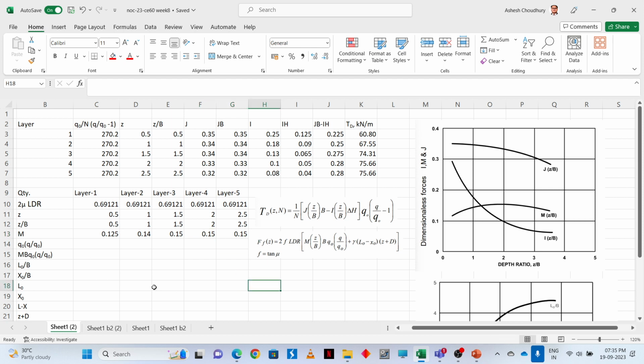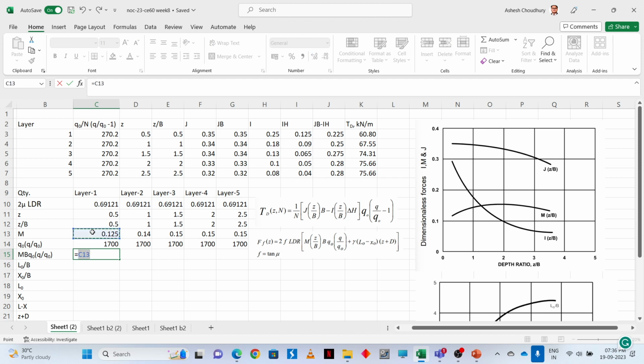Not much. Fine. Next is Q by Q naught, multiplied by Q. So Q naught will cancel; it's ultimately Q only. What is Q? 1700. Now we multiply this M times B. What is B? 1, times this.